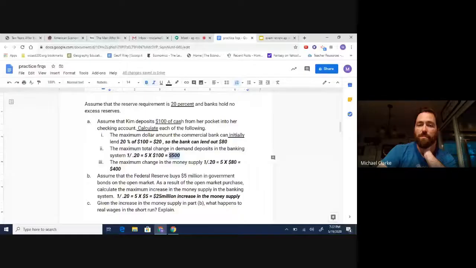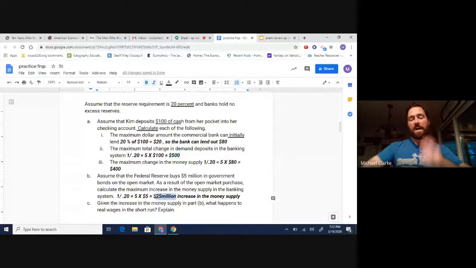What the AP is looking for here is evidence that you can figure out a multiplier and how to use that multiplier. If you show your work similar to what I just did, you will get credit. But if you were to just write, like for A2, just 500, or for this one, 25 million, you're not going to get the credit. You've got to be able to show your work on this exam.